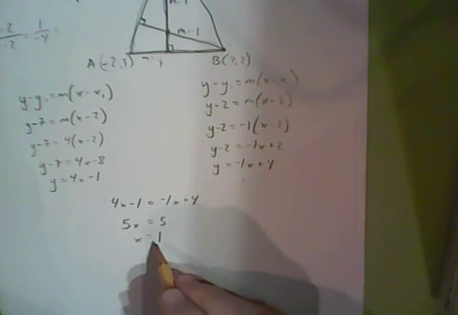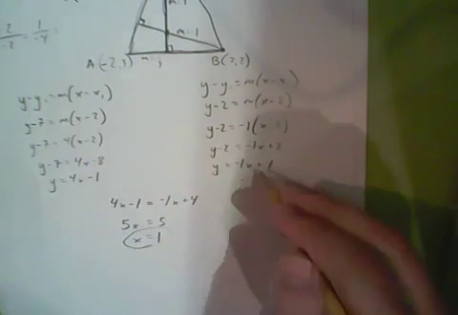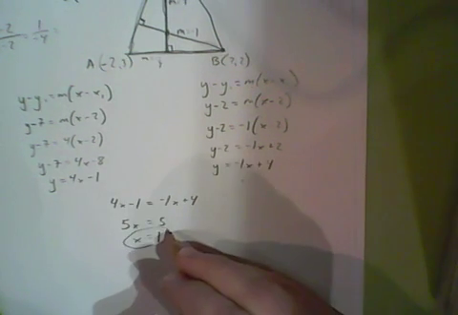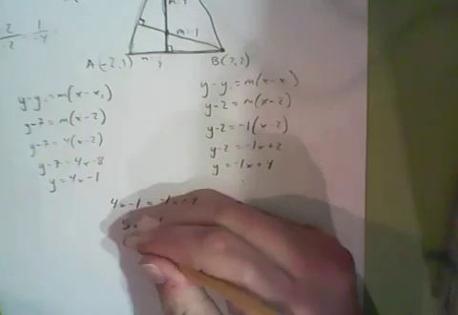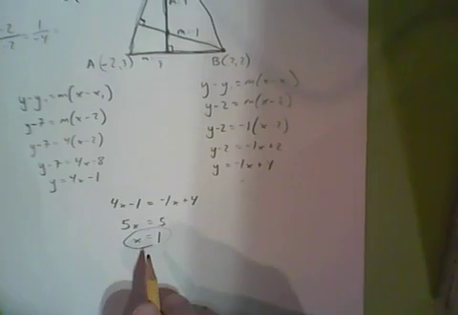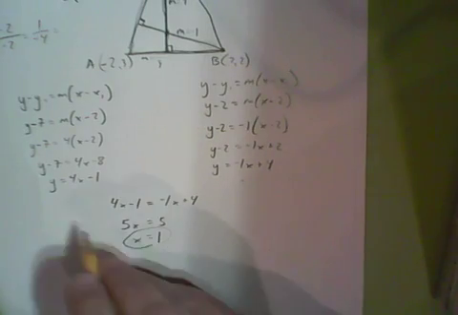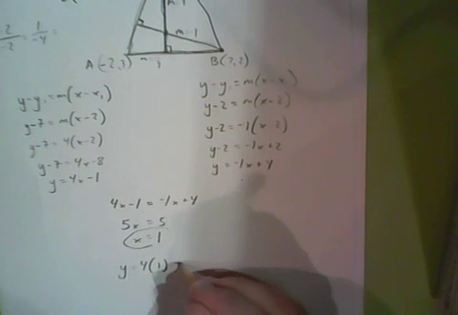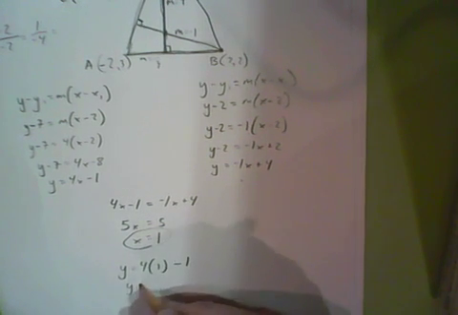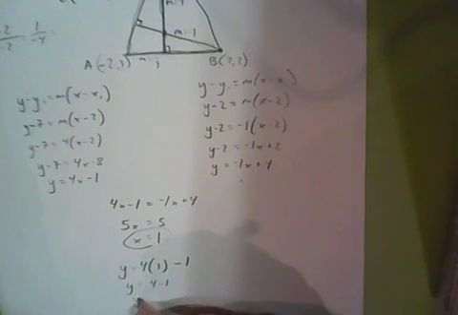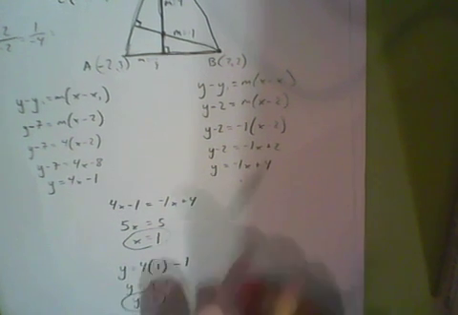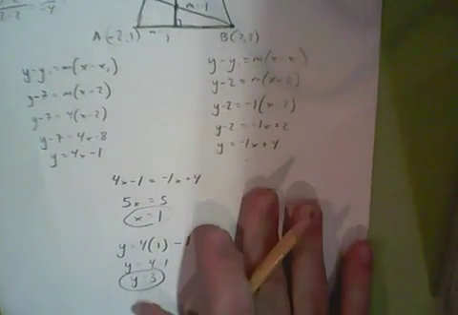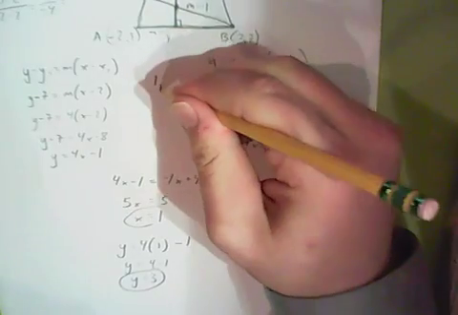Now from there, I can take this x equals 1, plug it into either of those equations, and I should get the y value associated with that x value of x equals 1. So I plug it into this one, so y is equal to 4 times 1 minus 1. So y is equal to 4 minus 1, y is equal to 3. So the coordinates of the orthocenter would be 1, 3.